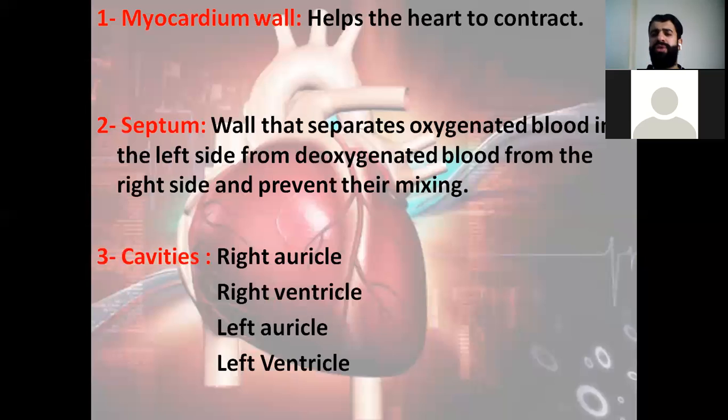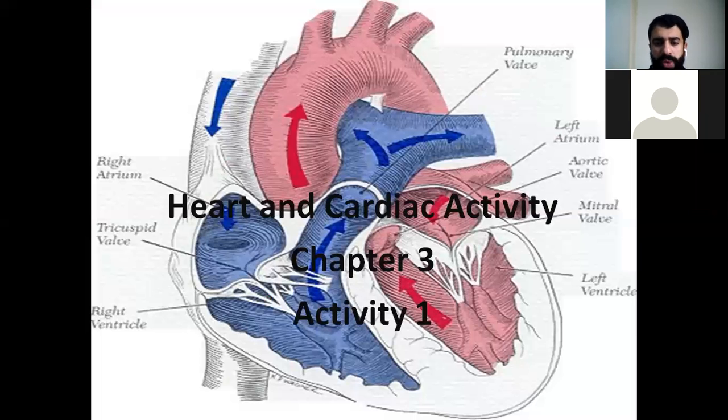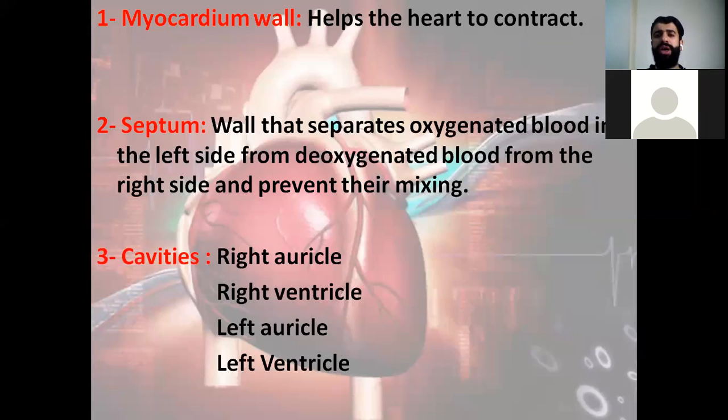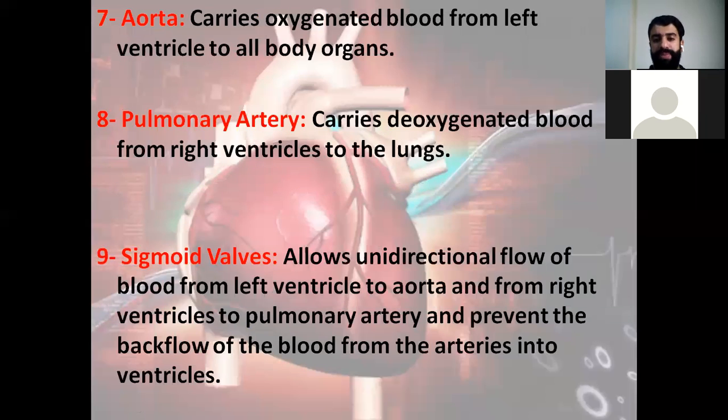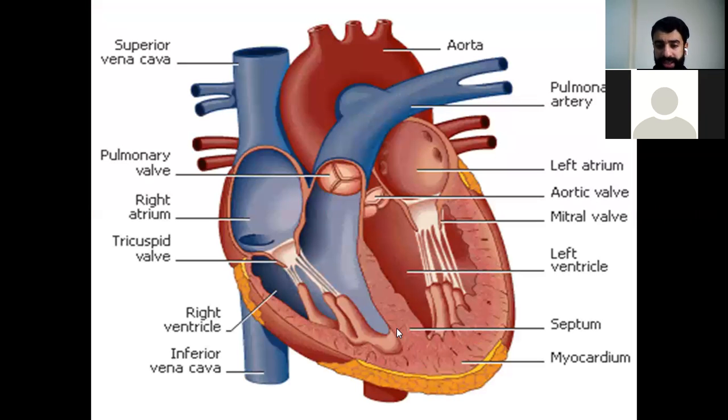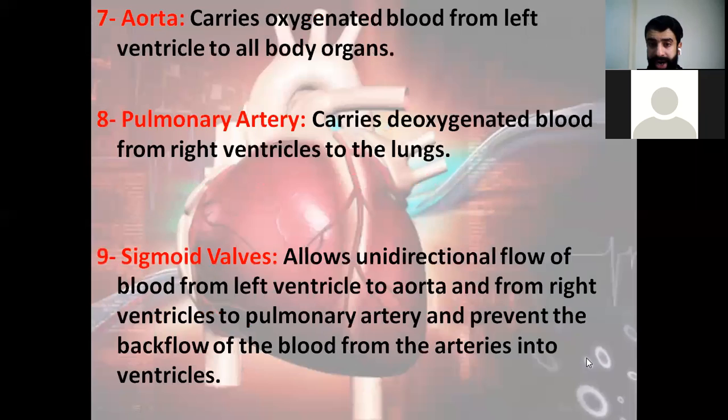Let's start with the different parts of the heart. Myocardium, the wall of the heart. What is the myocardium wall? It helps the heart to contract. Whenever we talk about myo, we are talking about muscle. So what is the function of the myocardium wall? It helps the heart to contract.